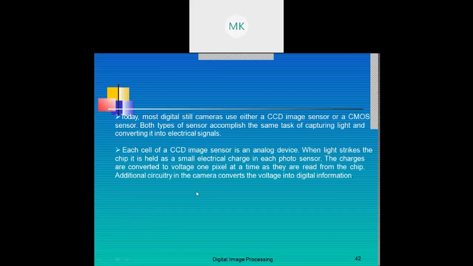So today most digital still cameras use either CCD image sensors or CMOS sensors. Both types of sensor accomplish the same task of capturing the light and converting it into electrical signals. Each cell of a CCD image sensor is an analog device. When light strikes the chip, it is held as a small electrical charge in each photosensor. The charges are converted to voltage one pixel at a time as they are read from the chip.